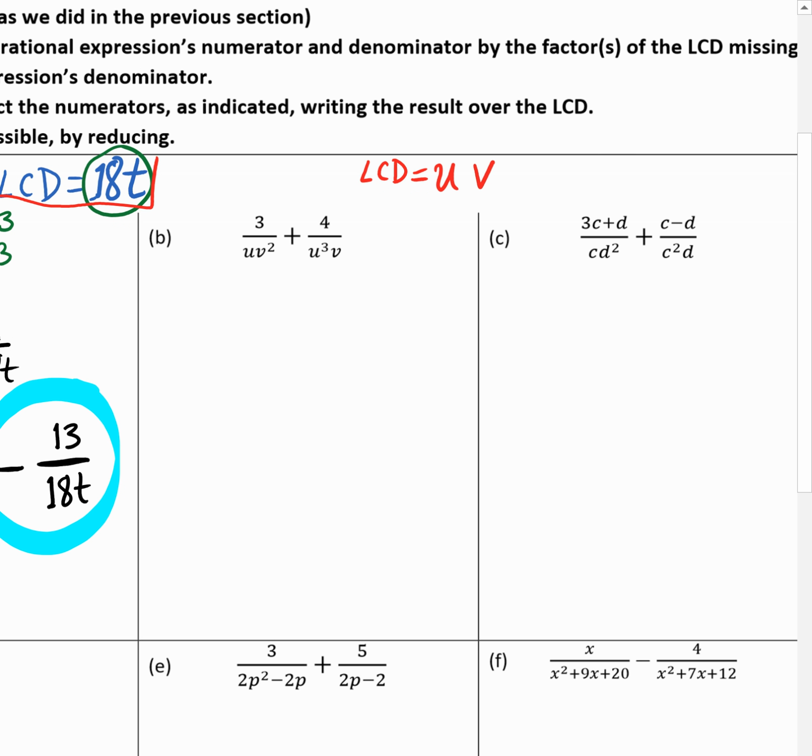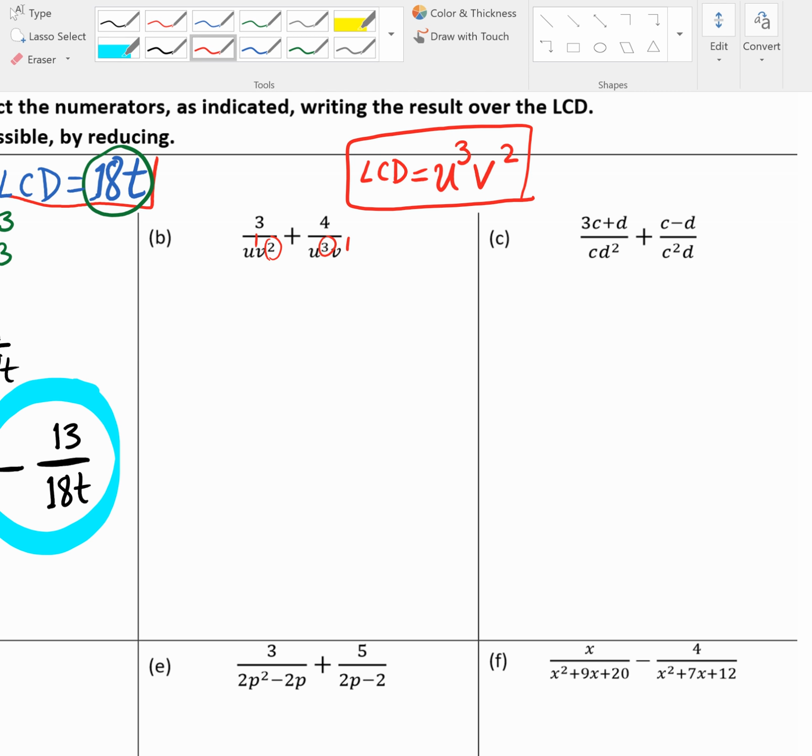So I think, okay, how many u's do I need? The first denominator only has one u. The second denominator has 3. Remember, I take the larger. The larger of 1 and 3 is 3, so I must need 3. And then for the v's, there are 2 in the first factorization and only 1 in the second. The larger of those, of course, is 2. Okay, so that must be the least common denominator I want.